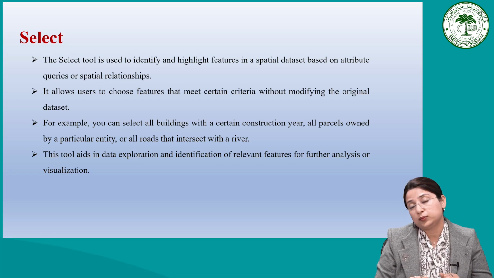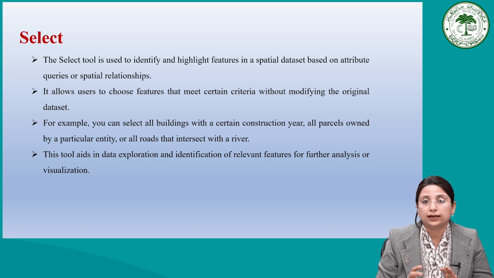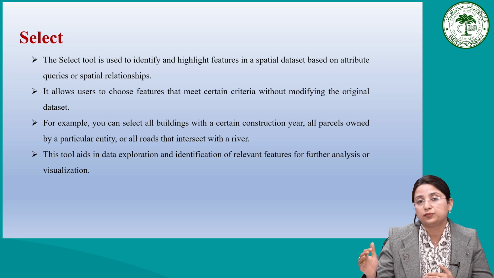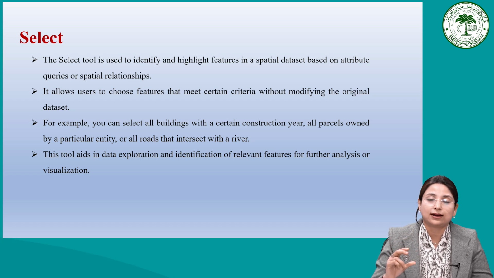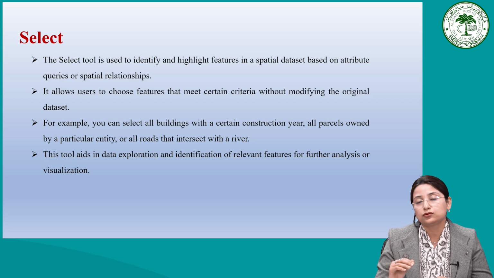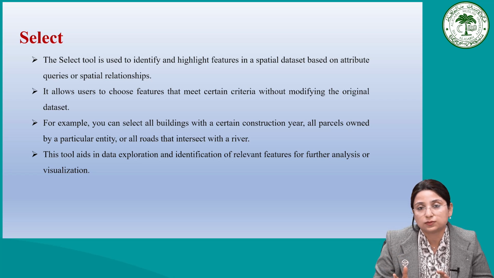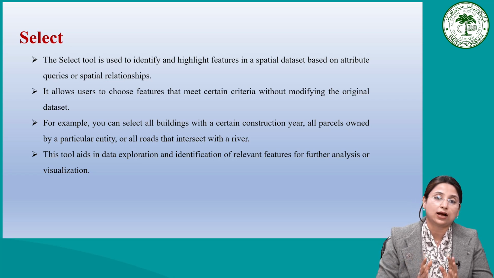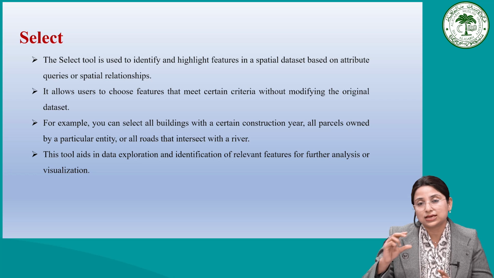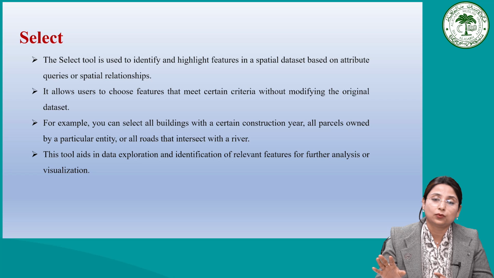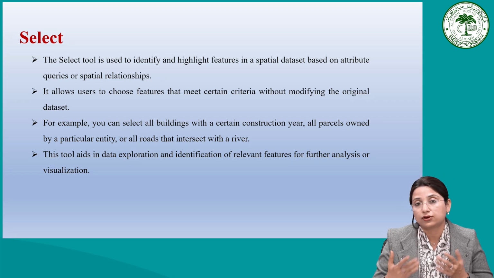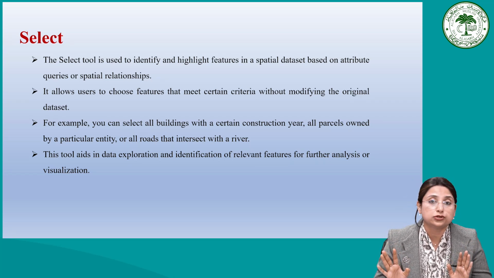Maybe we want to highlight the buildings that were built in a particular year. There are lots of buildings which have been constructed in different years, but on the set criteria, suppose we have to select all the buildings which were constructed in 2003. So 2003 is the set criteria. We are going to select all those buildings which were constructed in 2003, and the rest of the data we are not going to use.